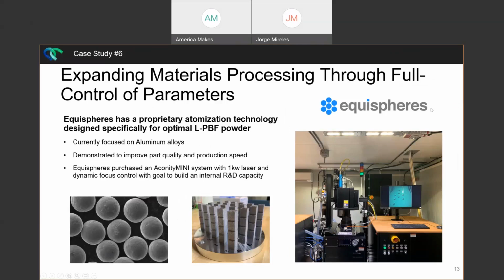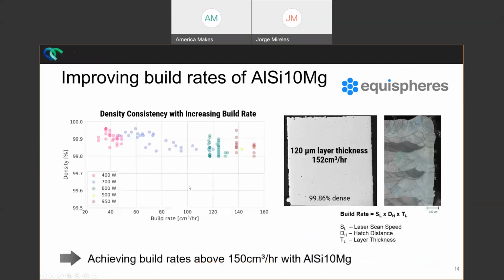This is an area where our partner, Equispheres, which is a powder supplier in Canada, offers some really nice aluminum powder, great morphology, great flowability, all enabled by their proprietary atomization technology. I promise I was not paid to say that, but these guys have one of our systems, and they have been working on using it to improve build rates and achieve optimum productivity in AM. So if you want more information about their powder, reach out to me, and I can certainly put you in contact with the team down there so you can chat with them directly.